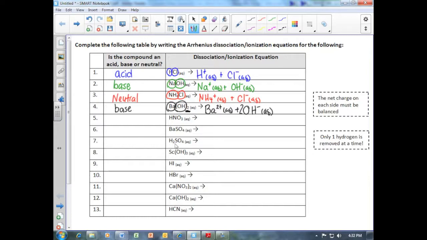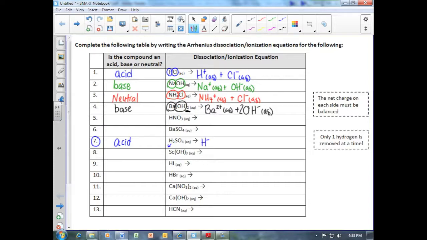We will now try question number 7. Question number 7 starts with a compound of H2SO4. H2SO4 is considered an acid even before we write the dissociation equation. H2SO4 is made of 2 hydrogen atoms, a sulfur, and 4 oxygen atoms. Every time we write a dissociation, the compound only loses 1 hydrogen at a time. We will assume it is a weak acid.